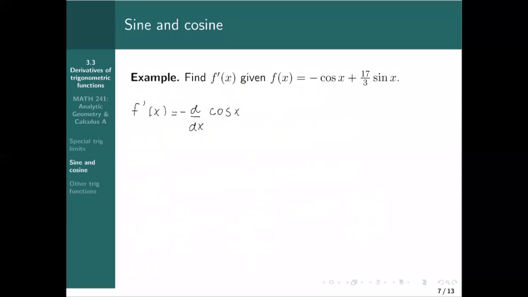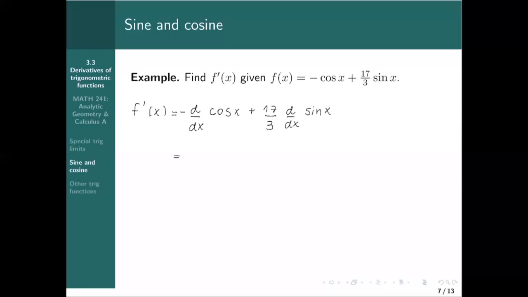And I'm doing this because we have a property that we saw in a previous video that tells me that if I multiply a function by a constant, by a real number, it's the same thing as taking the real number, taking the derivative of the function and multiplying by the real number. So that's what we are doing. That's the constant rule. So we are going to do the same thing for the second term, 17 over 3 times the derivative of sine of x.